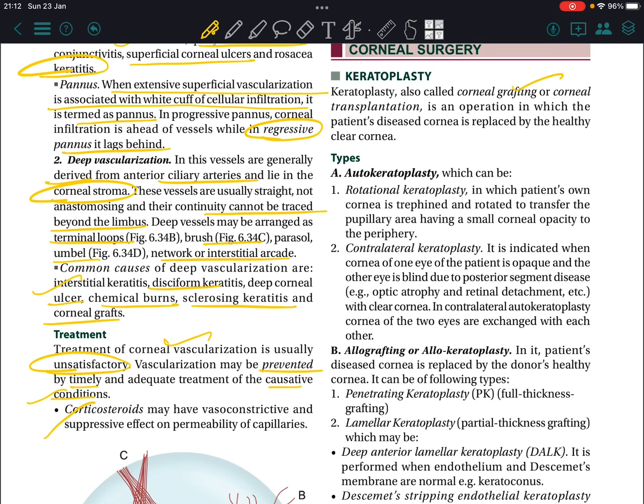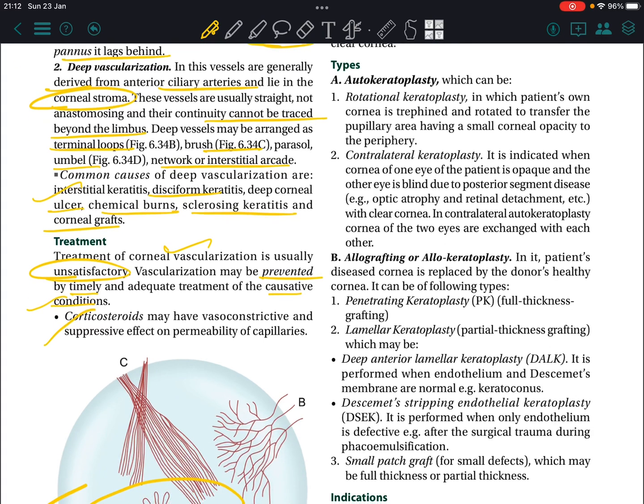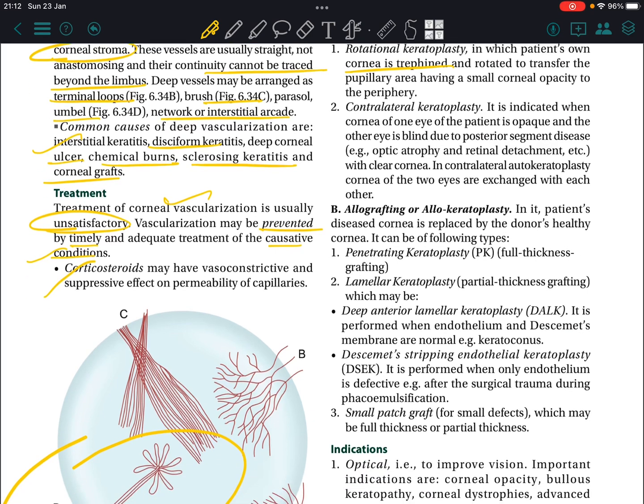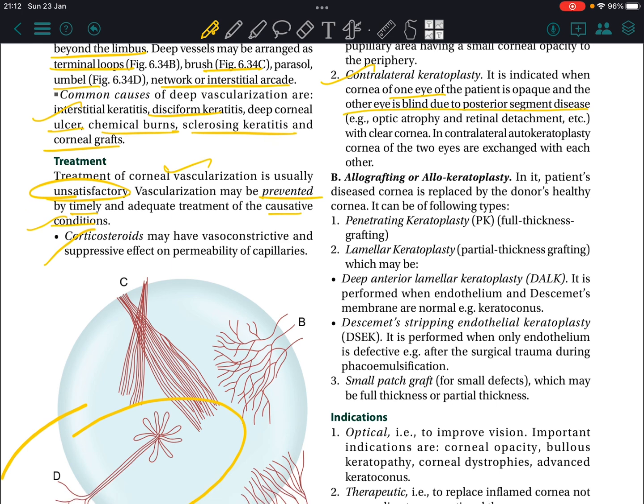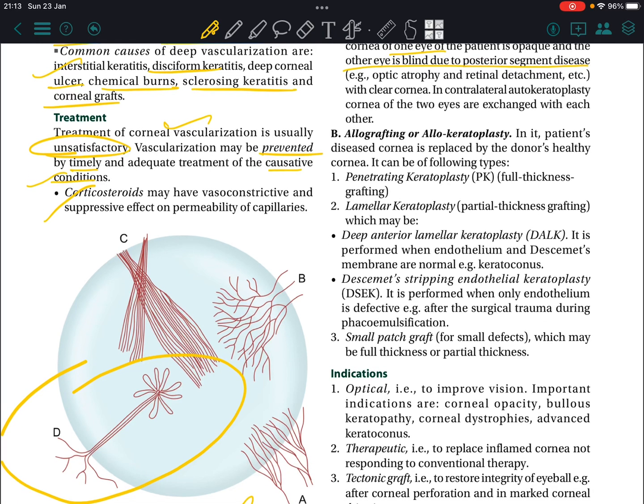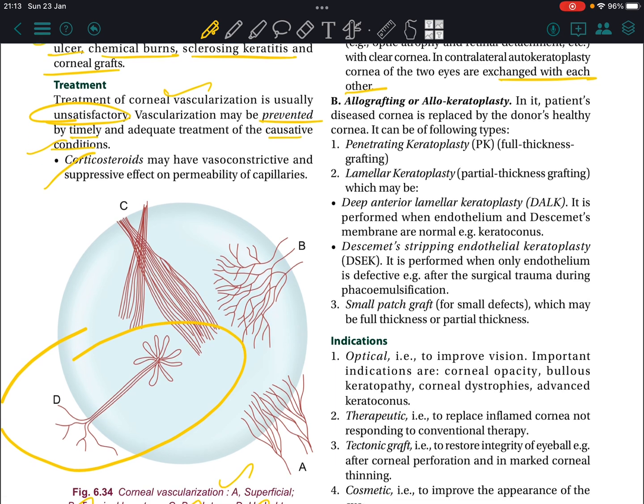Keratoplasty, corneal grafting or corneal transplantation. Types: autokeratoplasty, rotational keratoplasty, in which the patient's own cornea is trephined and rotated to transfer the pupillary area having a small corneal opacity. Contralateral keratoplasty is indicated when the cornea of one eye of a patient is opaque and the other eye is blind due to posterior segment disease with a clear cornea. In contralateral autokeratoplasty, the corneas of the two eyes are exchanged with each other. Allografting: in a patient's diseased eye, the cornea is replaced by a donor's healthy cornea.